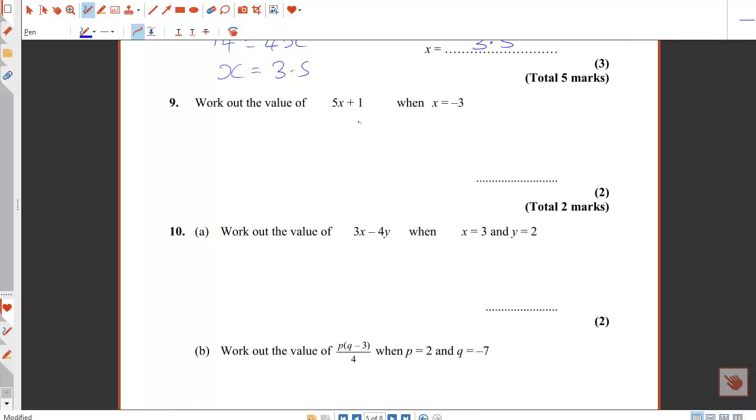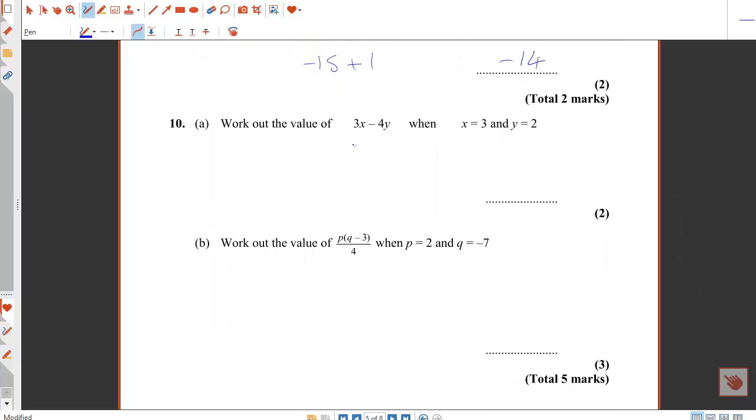Work out the value of 5x plus 1 when x is -3. So that's going to be 5 multiplied by -3, again in brackets, plus 1. 5 times -3 is -15, add 1, and if you have -15 and then you add 1, you go 1 closer to the origin, and when I say the origin I mean 0, that is going to be -14.